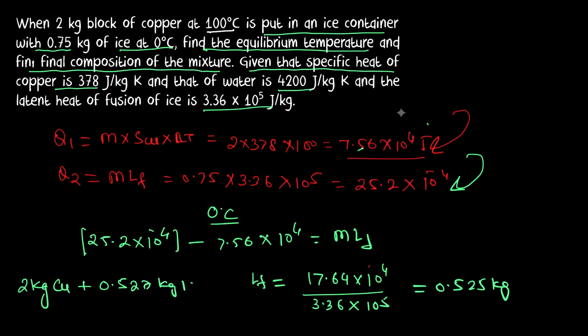Means in the container there will be 2 kg copper plus ice. The total ice was 0.75. If we subtract 0.75 minus 0.525, what do we get? We get 0.225, so 0.225 kg water. So in the final mixture, what will be there? Copper 2 kg, ice 0.525 kg, and water 0.225 kg.